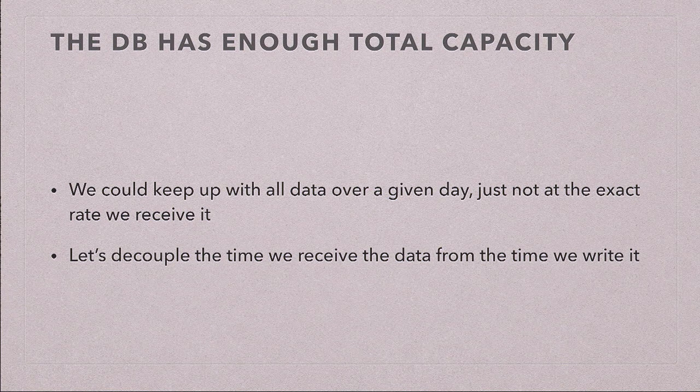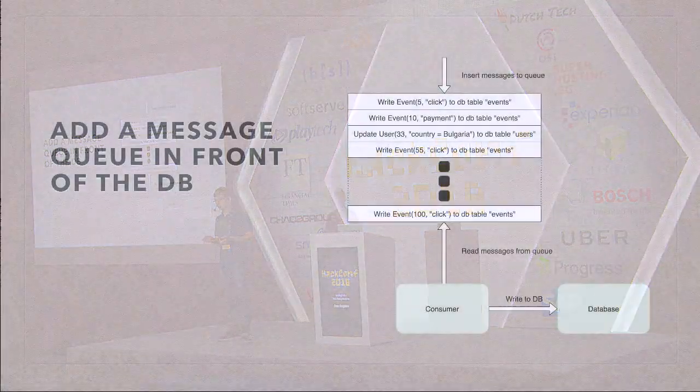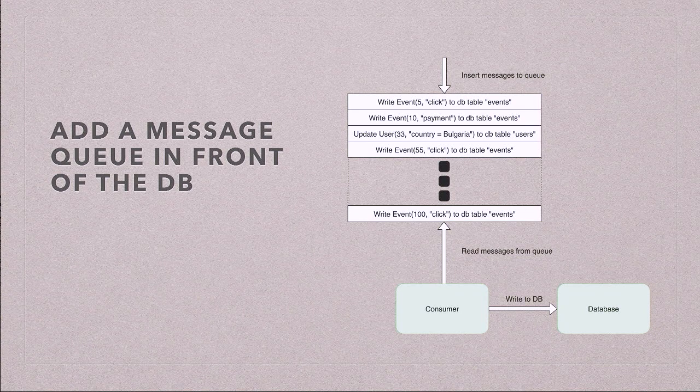So what can we do about this? Well, we can decouple the time that we receive the message from the time that we write the message. How do we do that? Well, we can use a message queue. What is a message queue? A message queue is something where we put messages, obviously. And in our message queue, we can put things like: write event with ID 5 and type click to database table events. Then write event with ID 10 and type payment to the database table events. Then update user with ID 33 and set the country to Bulgaria in database users, and so on and so on.